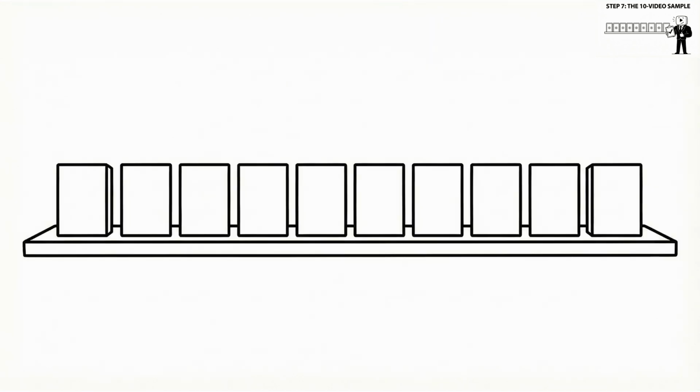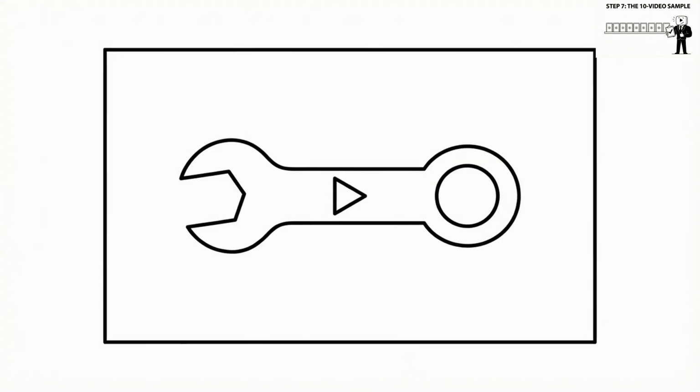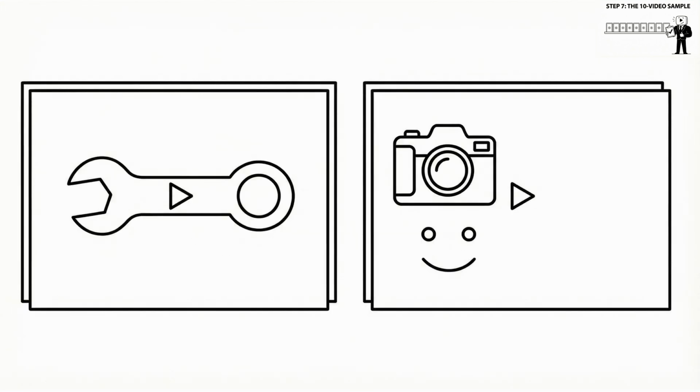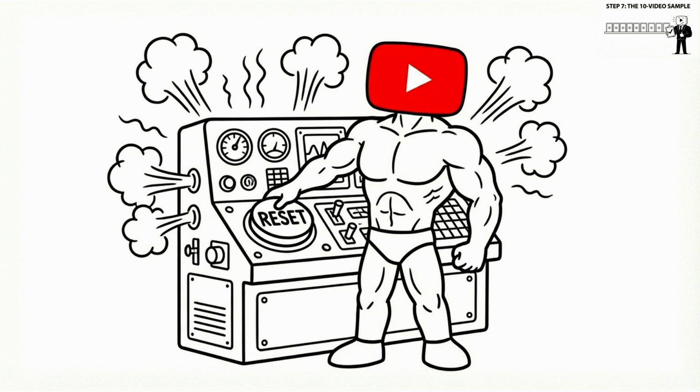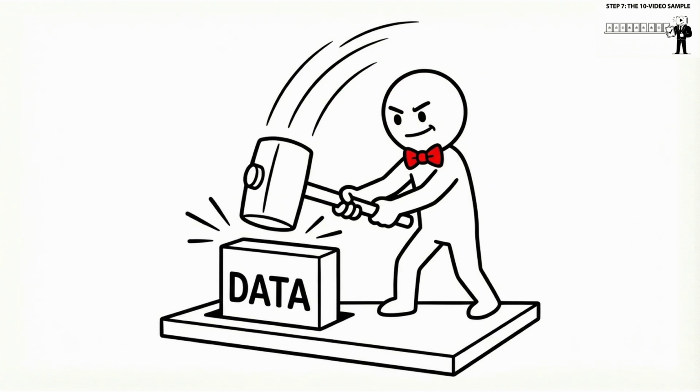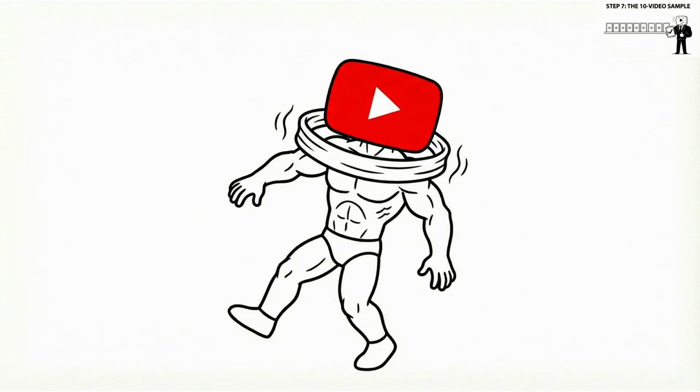You must upload 10 consecutive videos that serve the exact same audience, solving related problems. If video 1 is the tutorial, and video 2 is a blog, and video 3 is a rant, you're resetting the machine every time. You're confusing the blindfolded guard. You need to hammer the same metadata into the system over and over again until the blindfold falls off.